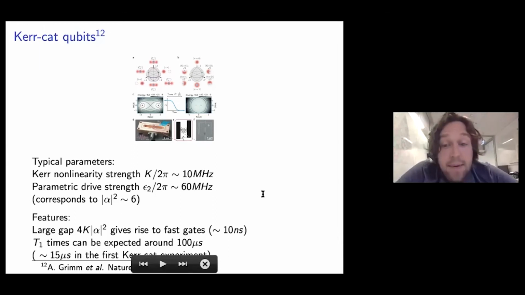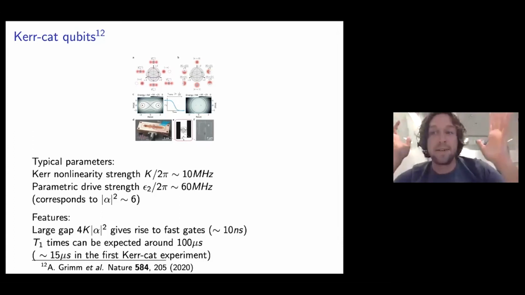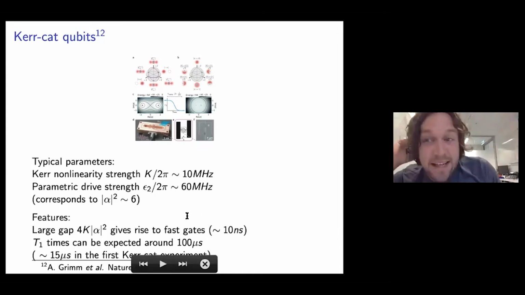What's important is the gap is quite big. Because the gap is big, this lets us do fast gates. Again, I would go talk to my collaborators about that before you ask me. So it's reasonable to expect that the T1 times could go up to around 100.